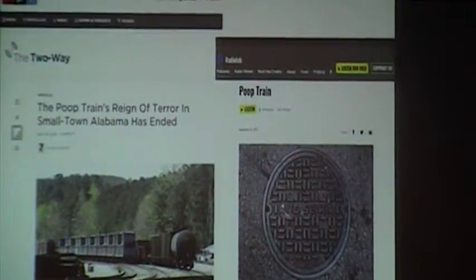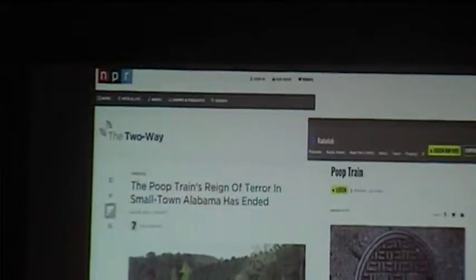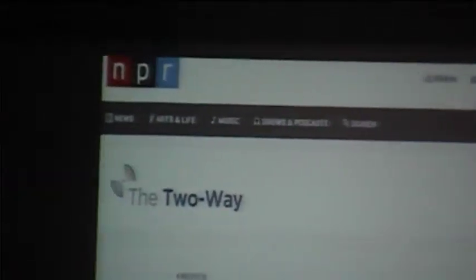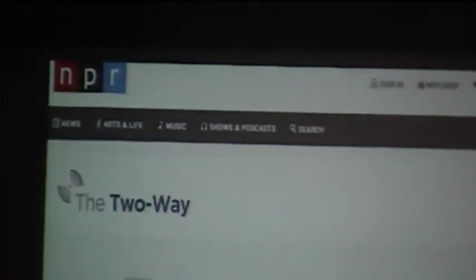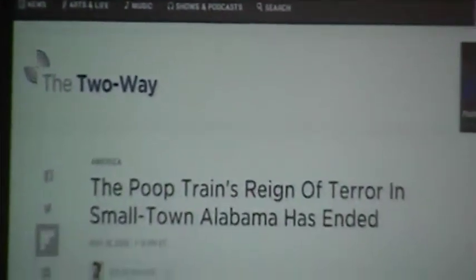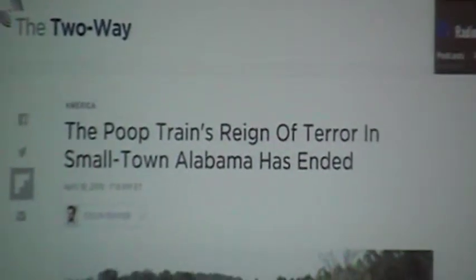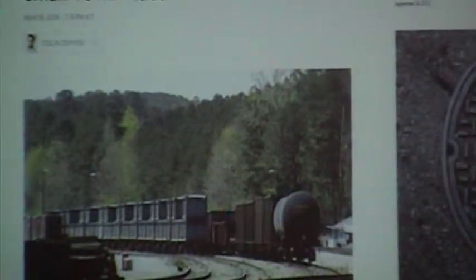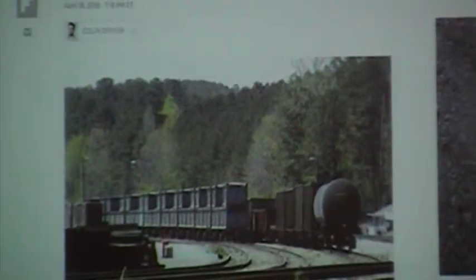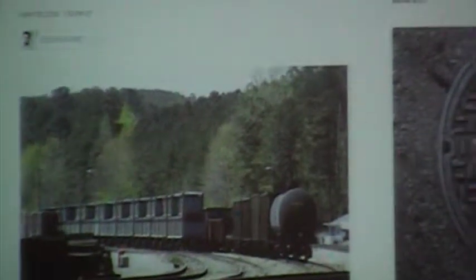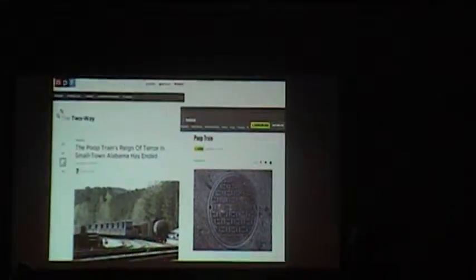Well, those of you who are NPR fans, I'm sure most of us are, have probably listened to this Radiolab from, I don't know, 2010 or 2013 actually. The one about the poop train. How many of you heard about this? I missed that one. The poop train from New York, right? They're literally shipping the poop of New York across the country. And there have been trains that end up stuck in places because there's crazy legality in terms of shipping waste or poop or whatever. There was this instance where this train was stuck. It says the poop train's reign of terror in a small town in Alabama has ended.